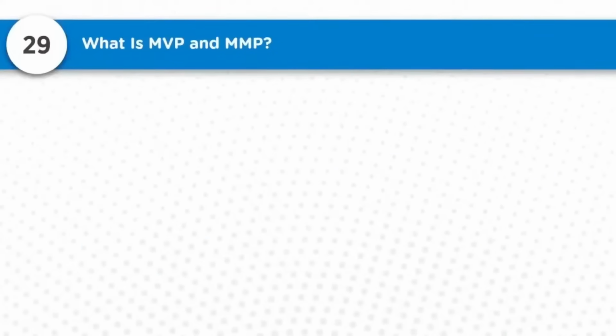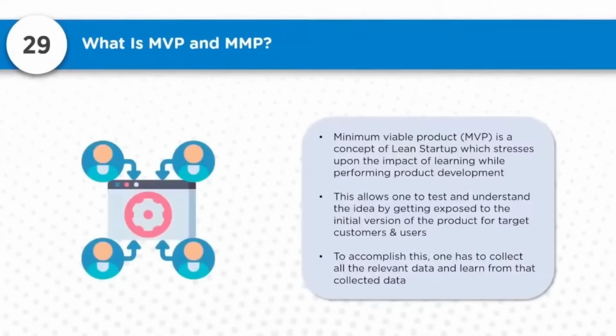So question 29, what is MVP and MMP, which means minimum viable product and minimal marketable product. So minimum viable product is a concept of lean startup which stresses the impact of learning while performing product development. This allows one to test and understand the idea by getting the initial version of the product exposed to target customers and users.